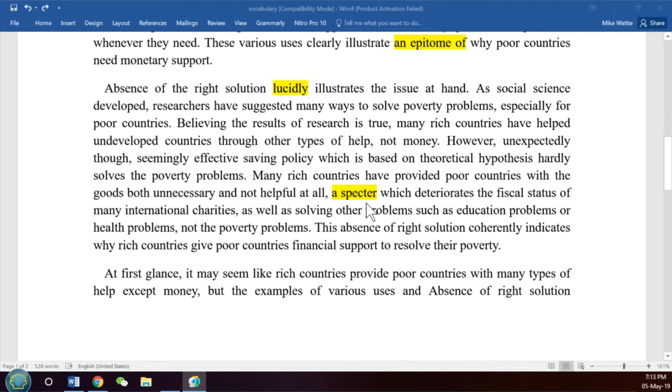I guess again the reason why I don't like this is we've already got deteriorates and fiscal status in the sentence, which are high-level words in themselves. Again, we've got the issue of lexical density. This is very, very dense in here. It's difficult to understand. So the word choices are starting to be less natural and just sort of unnecessary lexical density.